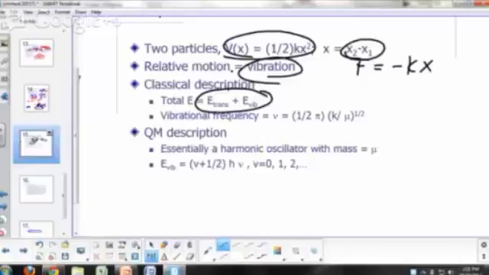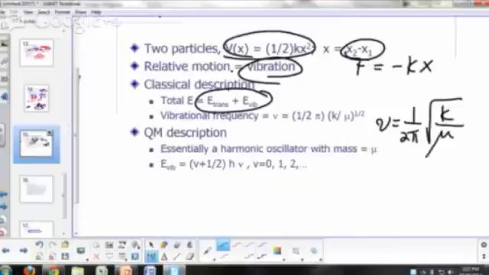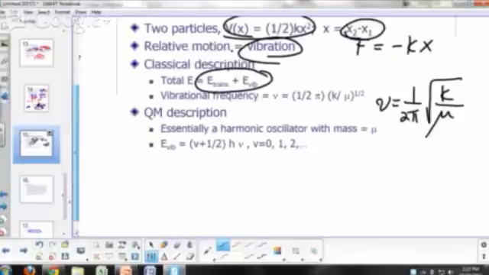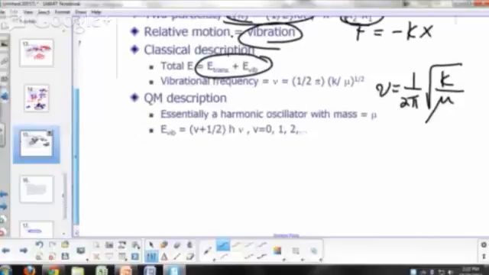Now, the frequency of the vibration will just be the same formula you had before. Frequency is 1/2 pi square root of k, but instead of dividing that by the mass, we're going to use the reduced mass. So the frequency is 1/2 pi square root of k over mu. These are all still fresh in your mind from the test? So that's your vibrational frequency, the classical frequency of vibration.